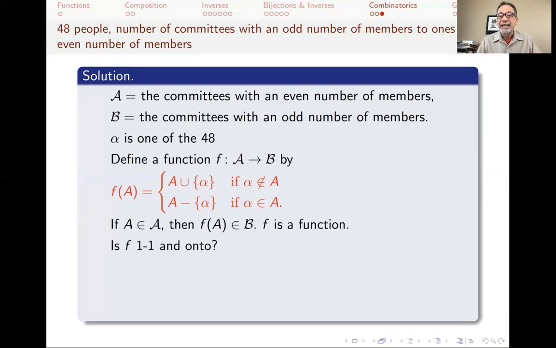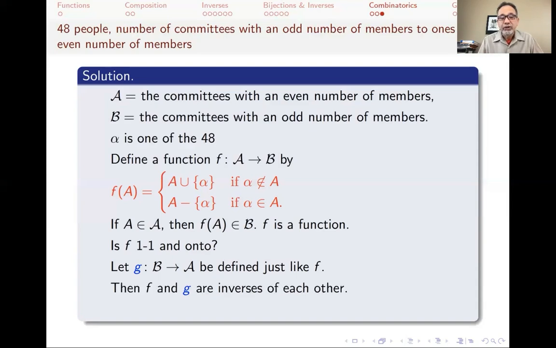Now the question is, is f one-to-one and onto? One way to deal with that is to define g from B to A just like f. So if you have a committee with odd number of members, then you get a committee with even number of members, again, by taking you in and out, depending on whether or not you were in there. And these two functions are inverses of each other. If you put yourself in the committee and then take it back out, you're back where you started. If you take yourself out and back in, you're where you started. It's clear that f is the inverse of g.